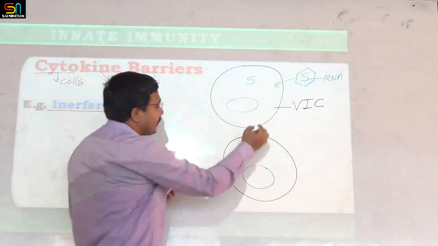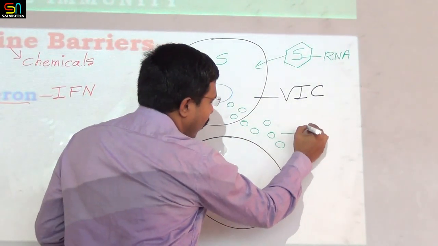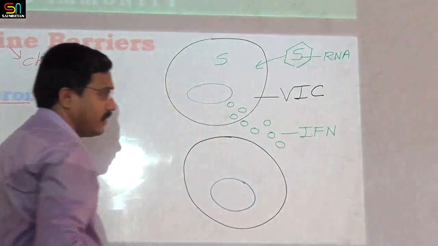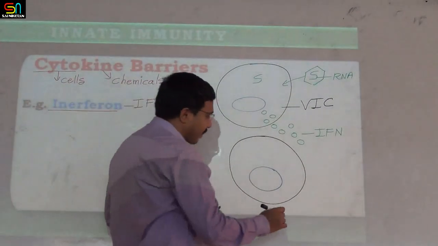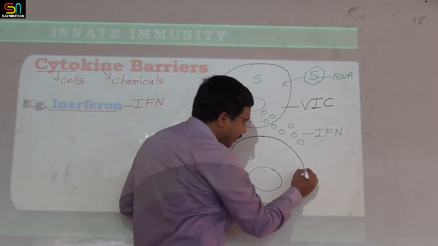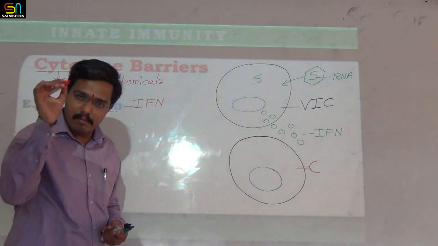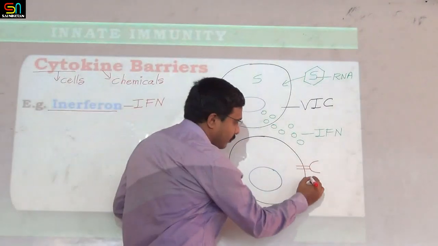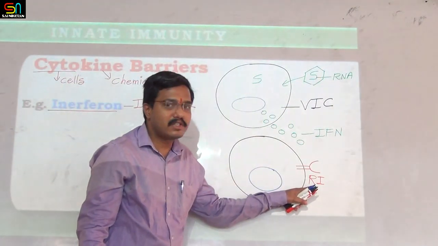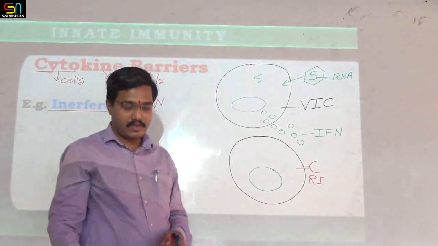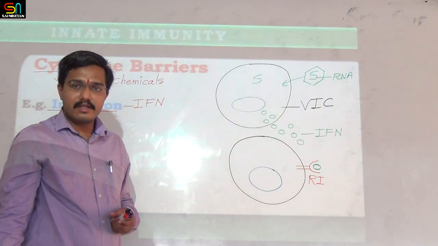But while dying, this cell releases one chemical. This chemical released by the virus infected cell is called interferon. Therefore, interferon is released by virus infected cells. Now, this interferon binds to the receptor which is present in the neighboring cells. Every cell of our body has a receptor which receives the interferon. I write it as RI. This is the receptor for interferon. Now, interferon comes and binds to the receptor of the not infected cells.